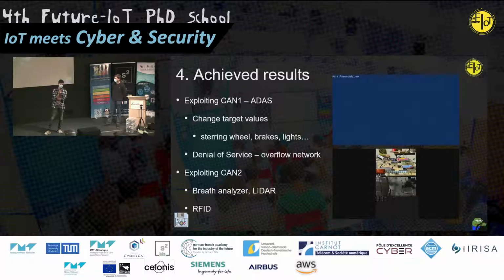most likely. On the CAN2 network, we had a theoretical attack because the CAN2 network also had some interesting functions like the breathalyzer and LiDAR. With an exploit on the CAN2 network, we would be able to fake the driver being drunk and causing the car to totally stop and stop functioning.